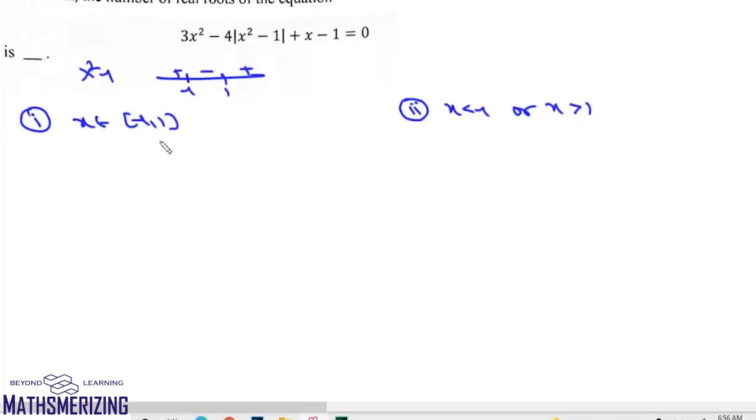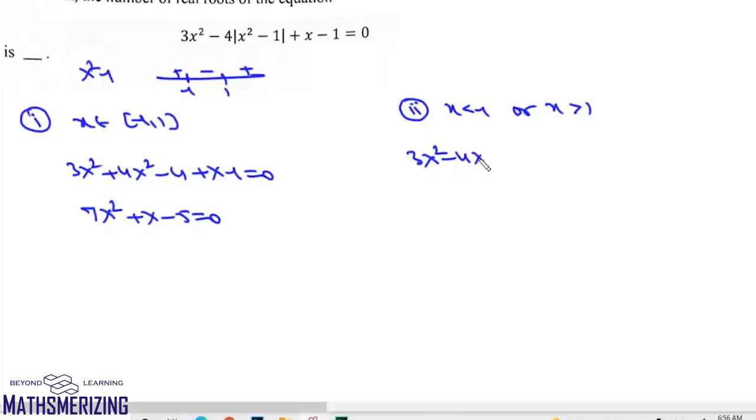Now when x lies between minus 1 and 1, this is negative. So it will be minus minus plus. So we'll get 3x square plus 4x square minus 4 plus x minus 1 equals 0. So there will be 7x square plus x minus 5 equals 0. And when x is less than minus 1 or x is greater than 1, in that case this value will be positive. So we'll get 3x square minus 4x square plus 4 plus x minus 1 equals 0. So there will be minus x square plus x plus 3 equals 0.